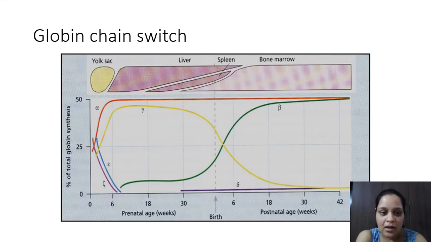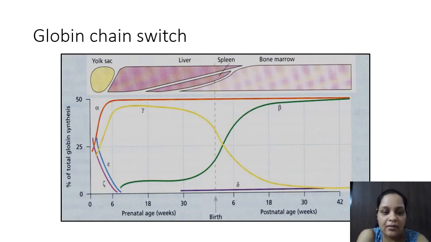Coming a bit lower down in this diagram, we can see that eta and epsilon chains are found only during embryonic life. Therefore, during embryonic life, the types of hemoglobin found are Gower 1, consisting of 2 eta and 2 epsilon chains, Portland, consisting of 2 eta and 2 gamma chains, and Gower 2, consisting of 2 alpha and 2 epsilon chains.